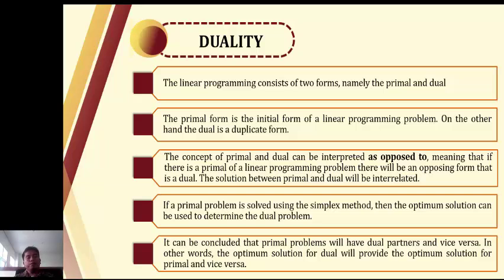That means if you find the primal model, you can automatically determine the dual model from the primal, because there is a relation between primal and dual. If a primal problem is solved using the simplex method, then the optimal solution can be used to determine the dual problem. And lastly, it can be concluded that a primal problem will have a dual partner and vice versa. In other words, the optimum solution for the dual will provide the optimum solution for the primal and vice versa. That is about duality.